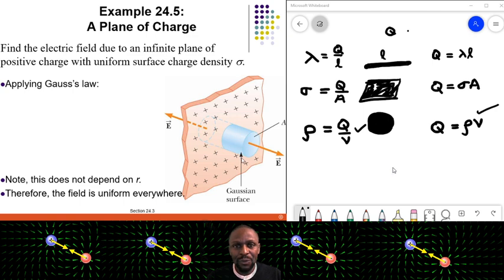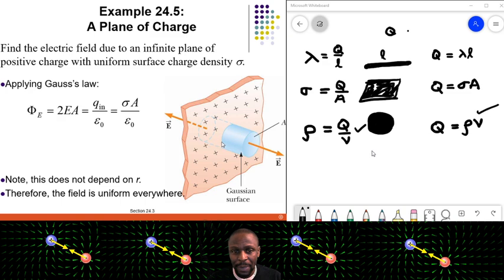Now let us also go through example 24.5 for a plane of charge. Now in this case, you've got the plane of charge there. What I want you to see is, if we choose the cylindrical Gaussian surface, the flux through the curved surface will just be zero. Why? Because that vector A is making a 90 degree angle with the electric field. But the only surfaces which are going to contribute are the top side of this cylinder and the other side.